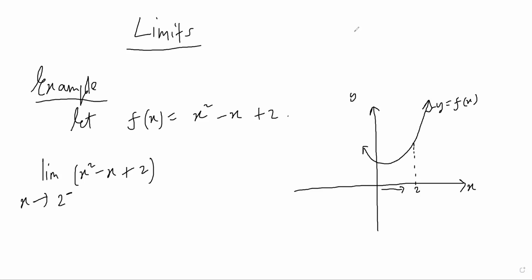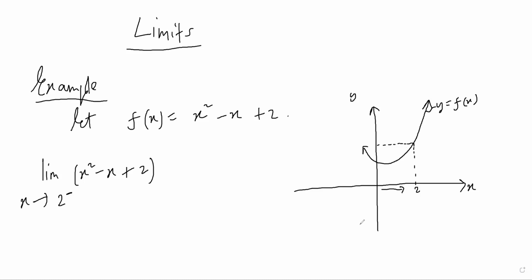I'm going to draw a horizontal line here. Just think of this as a horizontal line. It's skewed, but it's basically a horizontal dotted line. Again, we are finding the limit of the function x squared minus x plus 2 when the x values are approaching 2 from the left. That's what we're doing here.